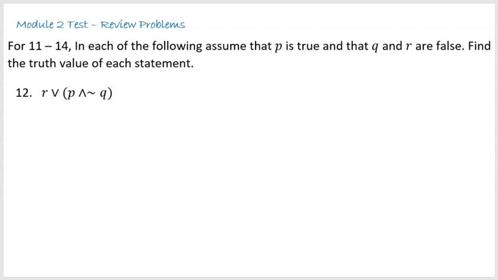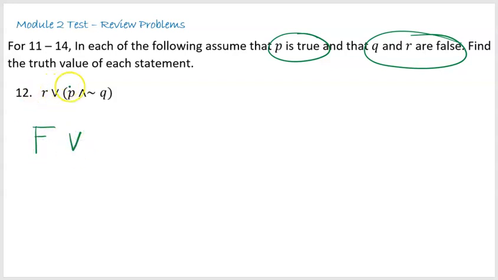So for our next problem, number 12, R or P and not Q. So once again, I know P is true. I'm trying to circle it over here, and then Q and R are false. So I'm going to replace any P in my statement with true, and any Q and R in my statement with false. So here we go. R is false, so I have false, and then I have my or symbol just like in the problem, parentheses just like in the problem. P is true and not Q, and remember Q is false.